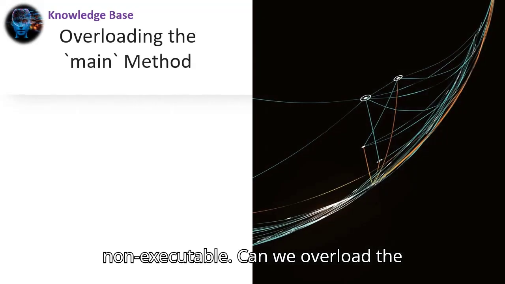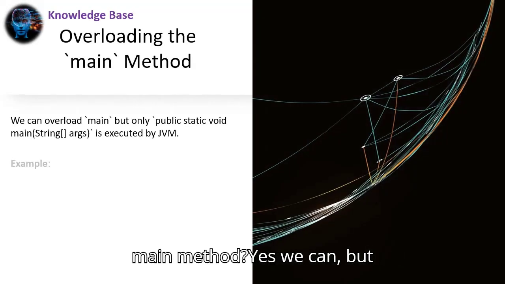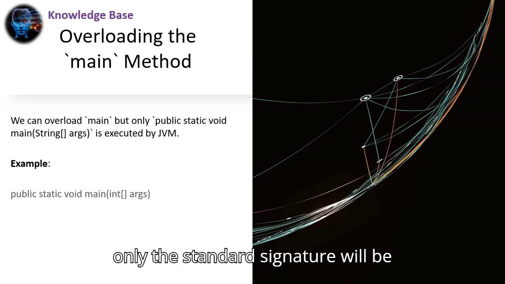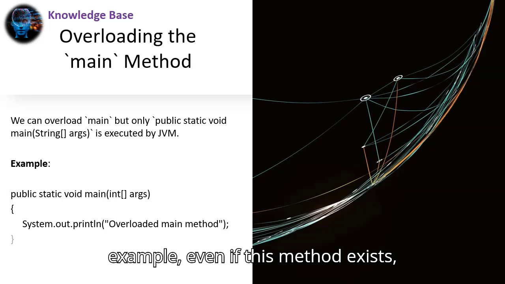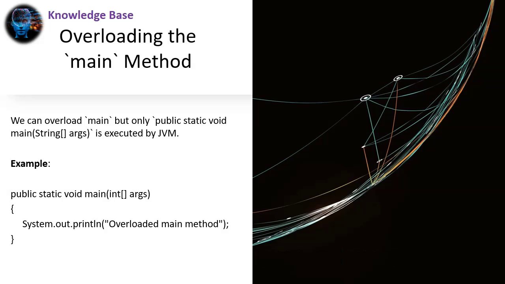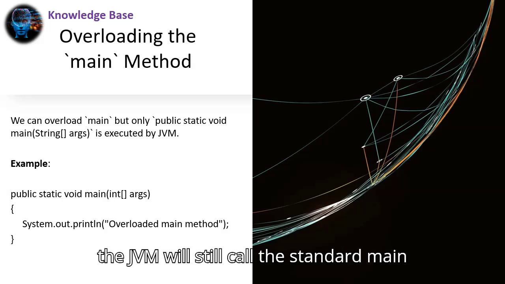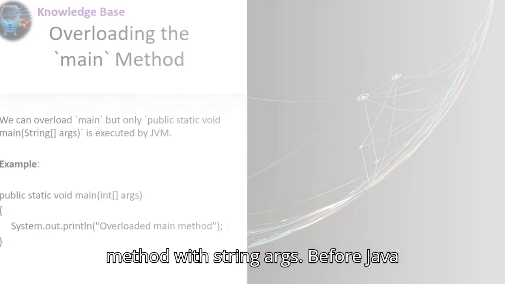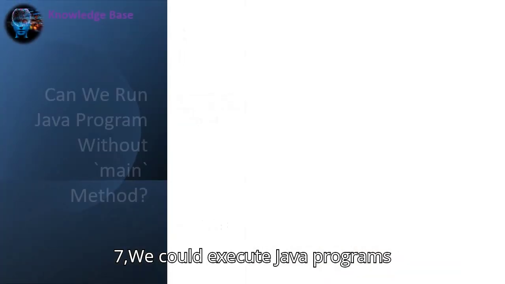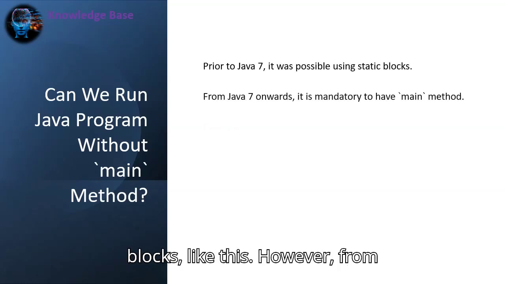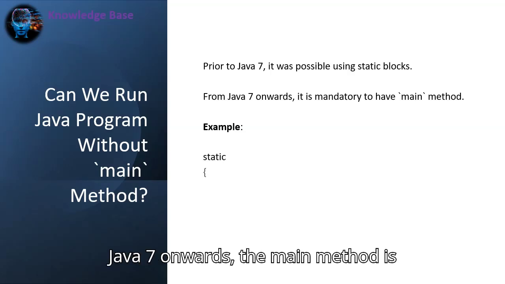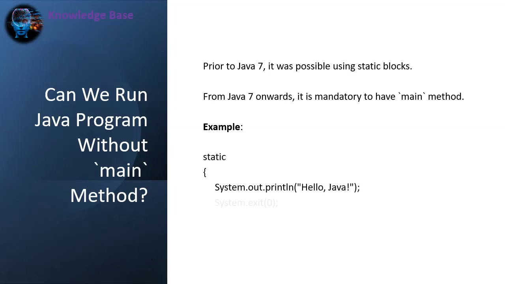Can we overload the main method? Yes, we can. But only the standard signature will be recognized by the JVM. For example, even if this method exists, the JVM will still call the standard main method with String[] args. Before Java 7, we could execute Java programs without a main method using static blocks, like this. However, from Java 7 onwards, the main method is mandatory.